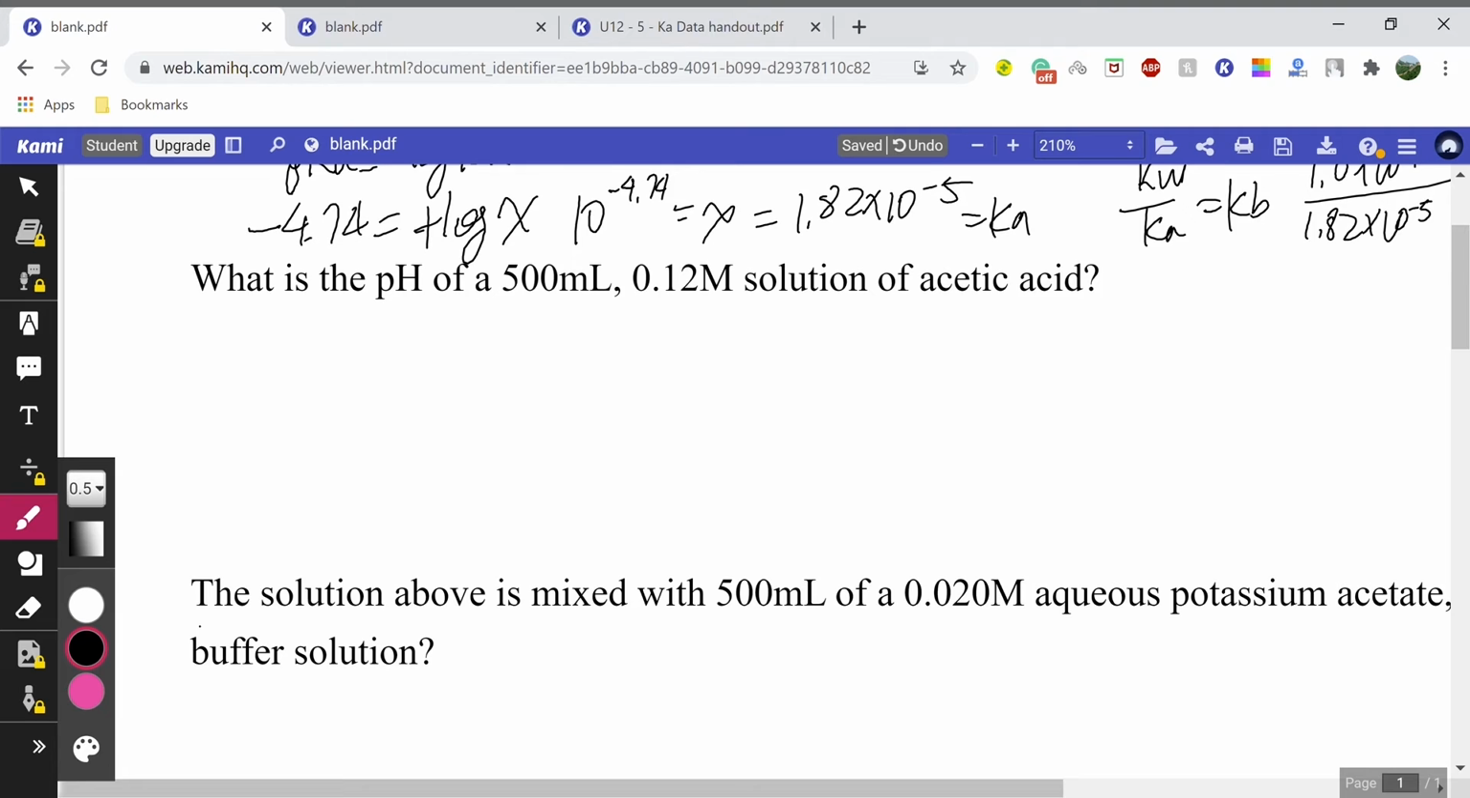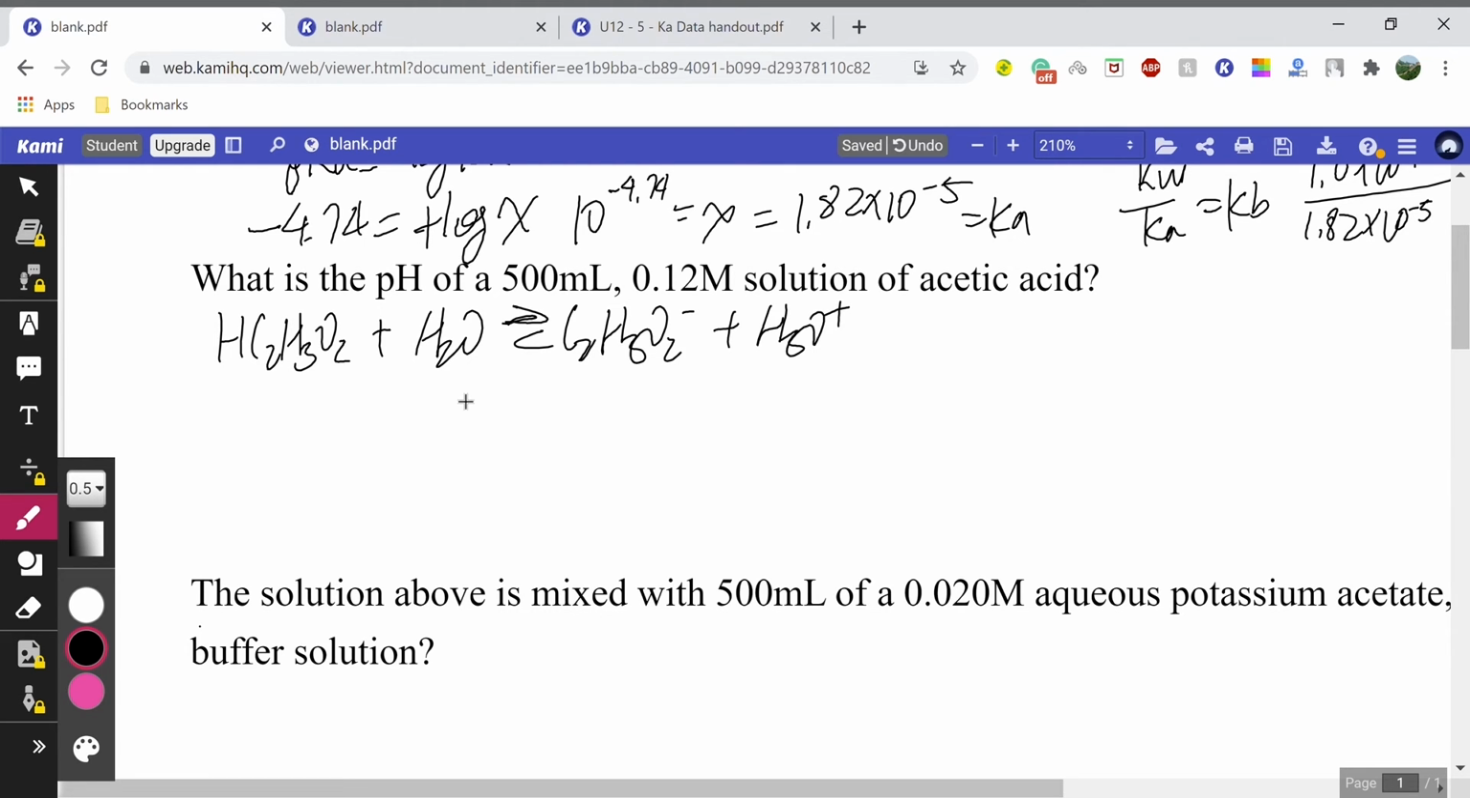Now what is the pH of a 500 milliliter 0.12 molar solution of acetic acid? Well, acetic acid is HC2H3O2. And now we have plus H2O, which forms C2H3O2 minus plus H3O plus. Now over here, this is 0.12 molar as we're given. We're not going to care about water. It's going to be 0, 0.